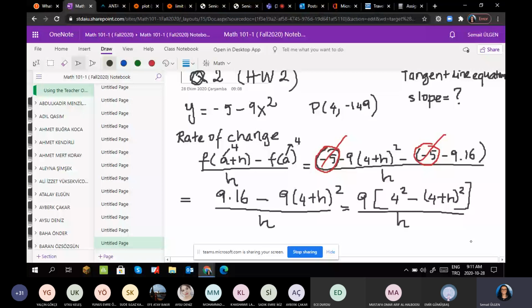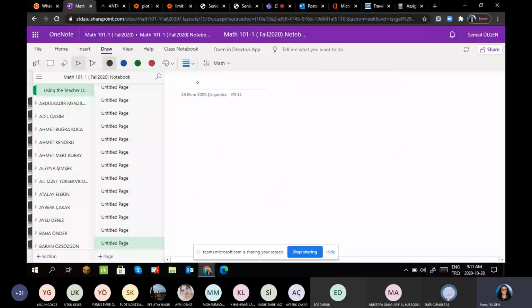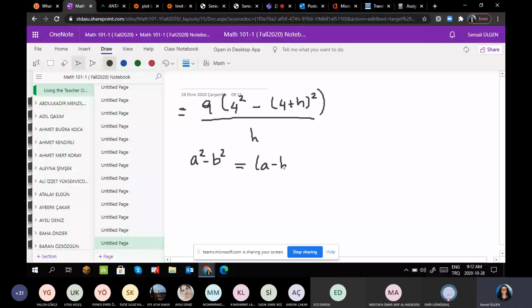If you want, you can take a screenshot. I'm going to go to the next page. Okay? All right. So next page, the ratio is 9 times 4 squared minus 4 plus h squared over h. Now, this is the difference of 2 squares. You know that a squared minus b squared is equal to a minus b times a plus b.